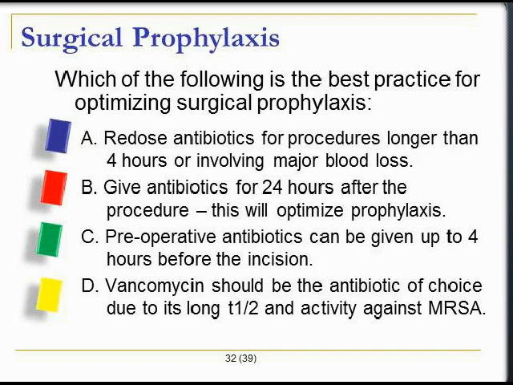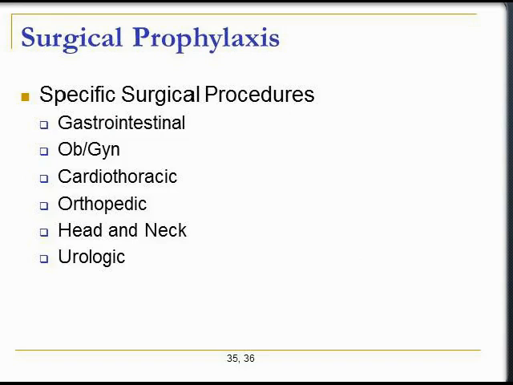And so the correct answer here, which one of the following is the best practice for optimizing surgical prophylaxis? That would be A. You need to redose antibiotic for procedures longer than 4 hours or those involving major blood loss. I do have recommendations for antibiotics depending on the type of procedure, and you can go through all those and see what they are. Specifically, look at the colorectal recommendations, because those are the ones that are different than most of the other ones, which are just straight cefazolin or vancomycin, because you're only dealing with skin flora.